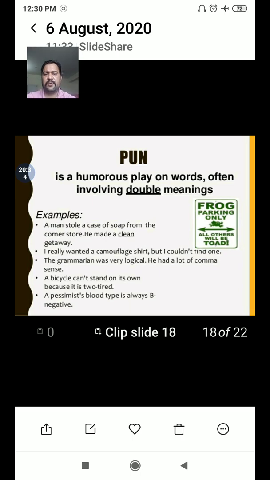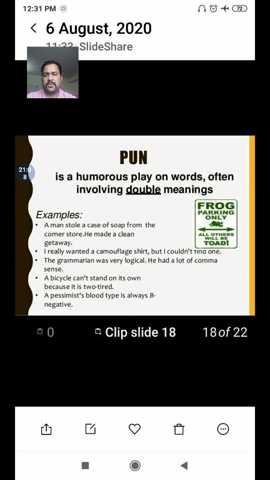For example, "Frog parking only. All others will be toad." Frog parking only means reserved parking. Parking is only for the customers, and all the other vehicles will be towed. So towed here means the vehicle will be towed by the company and taken somewhere else. So it has got two meanings. One is the frog and the second one is towed. So towed has the meaning of towing of the vehicle.